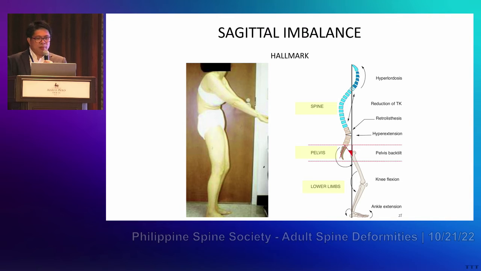During aging, compensation happens in 3 areas: the spine, the pelvis, and the lower limbs. So the first to be affected is the spine and the pelvis. You have a decrease of the sagittal curvatures, you have pelvic tilting to compensate, and in a more advanced stage, you have the lower limbs as a mode of compensation. So there's already flexion of the knees.